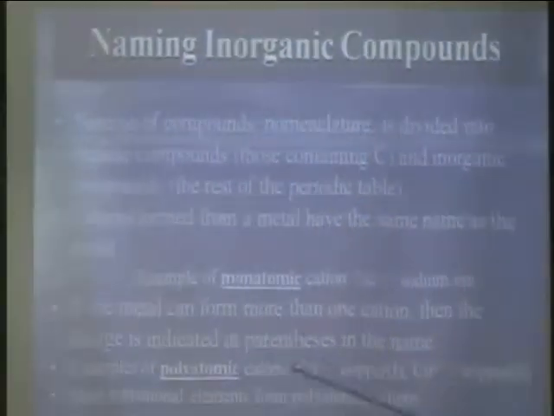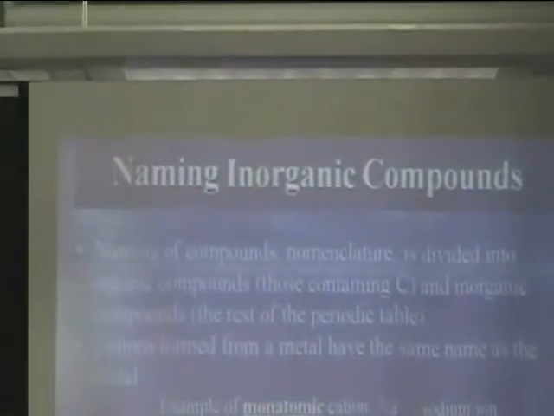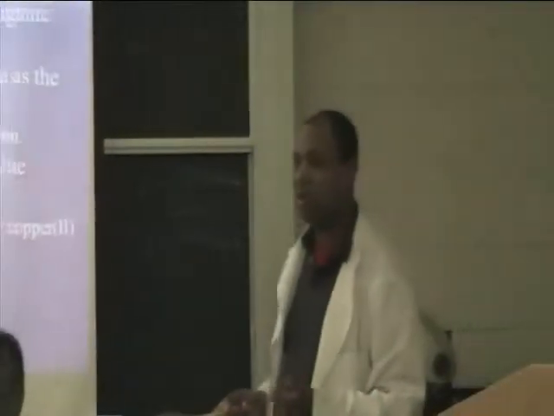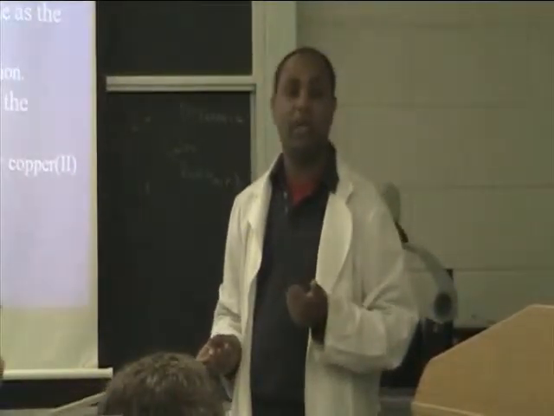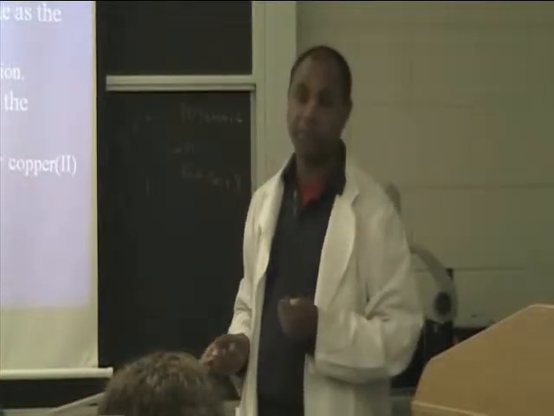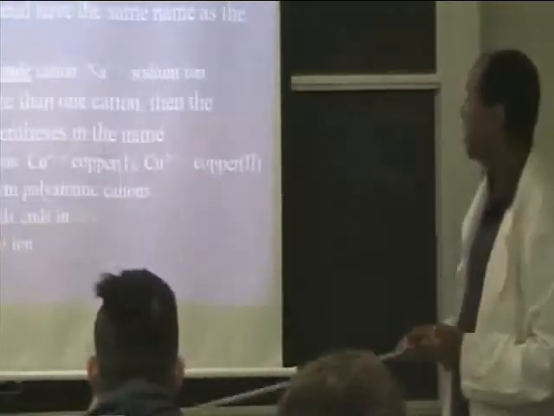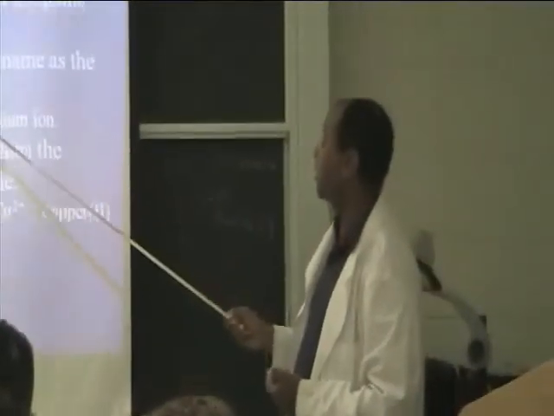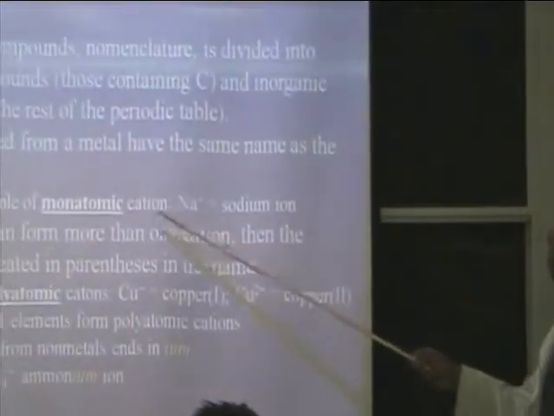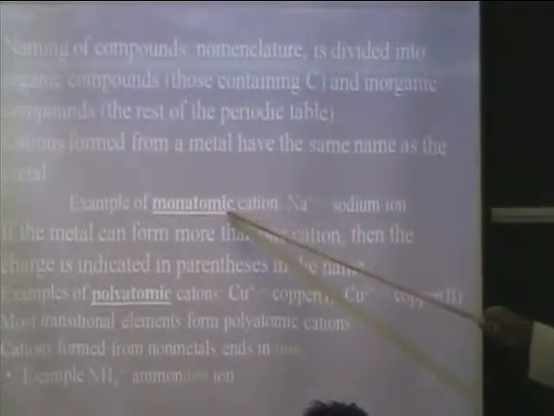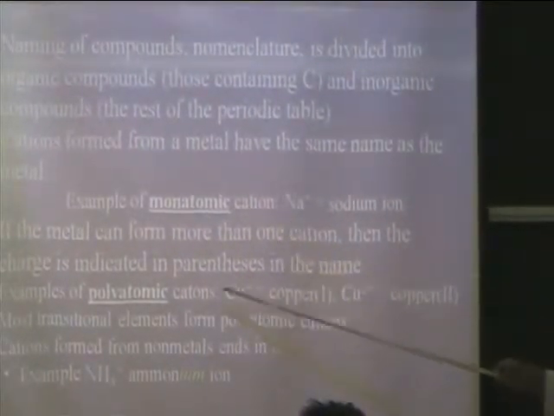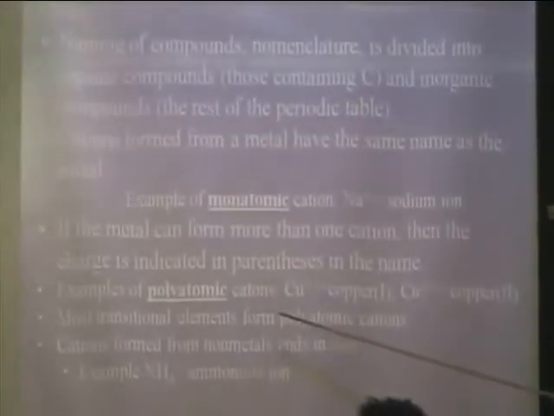To make it simpler, we're going to divide the naming system into two parts: naming of inorganic compounds and naming of organic compounds. So we start with inorganic compounds first. Before giving the name of an inorganic compound, we need to introduce monoatomic cations and polyatomic cations. How do we name them?